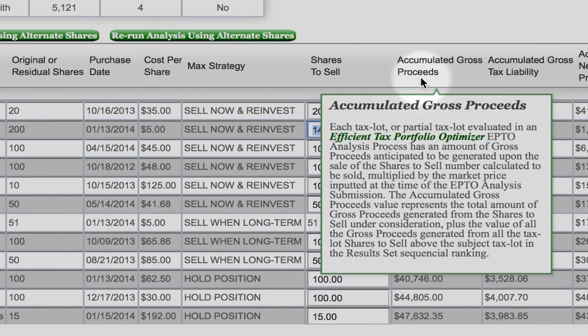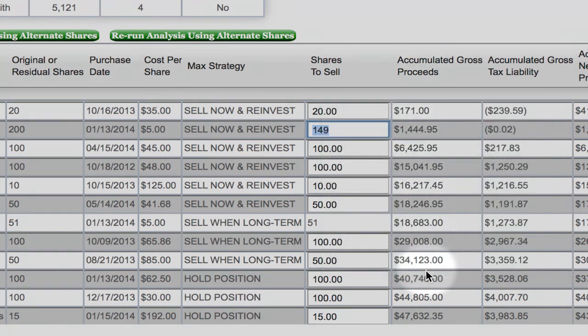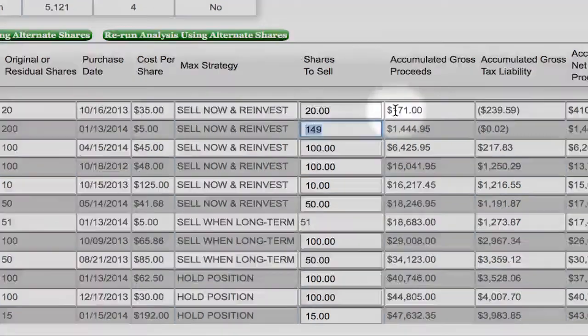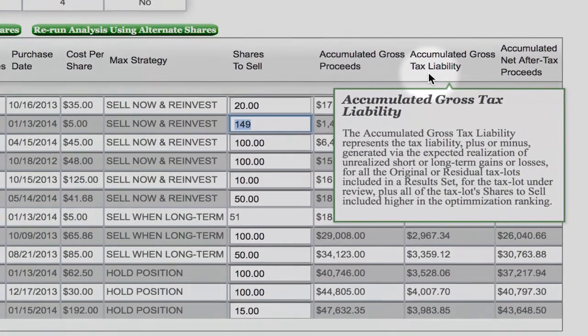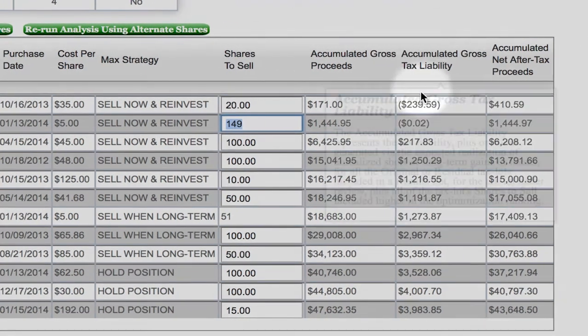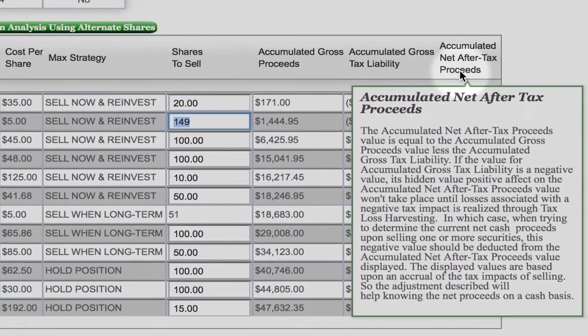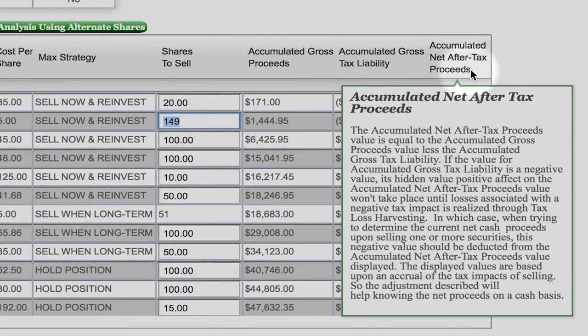This is the sum of all shares to sell in the ranking process, accumulated from each tax lot under consideration, along with all of the tax lots ranked higher in the optimization process. This makes it easy to know the market value of all the tax lot shares to sell ranked in the optimization process. Next, we have the associated accumulated tax liability, and then finally, the accumulated net after-tax proceeds.